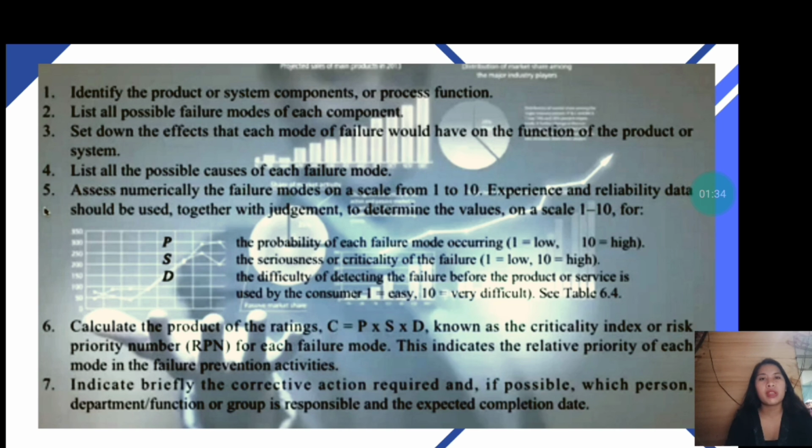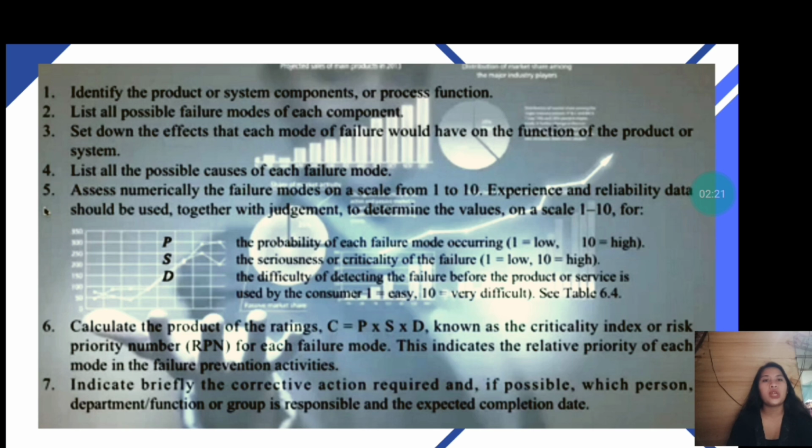Fifth, assess numerically the failure modes on a scale from 1 to 10. Experience and reliability data should be used together with judgment to determine the values on a scale of 1 to 10. P is the probability of each failure mode occurring; 1 is low and 10 is high. S is the seriousness or criticality of the failure. D is the difficulty of detecting the failure before the product or service is used by the consumer.